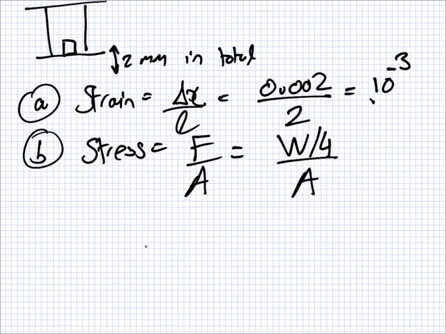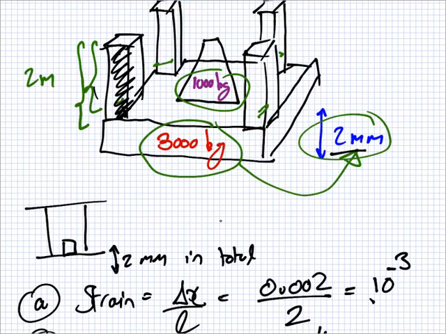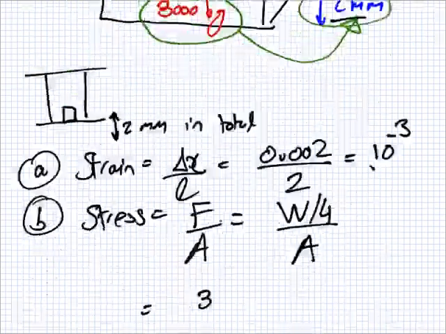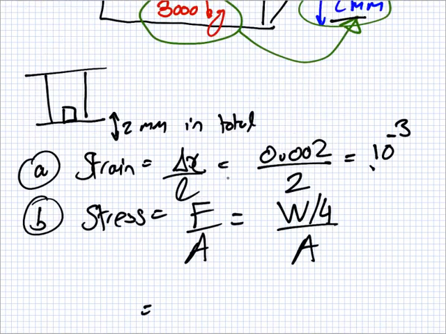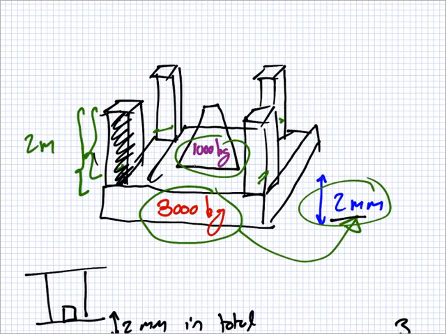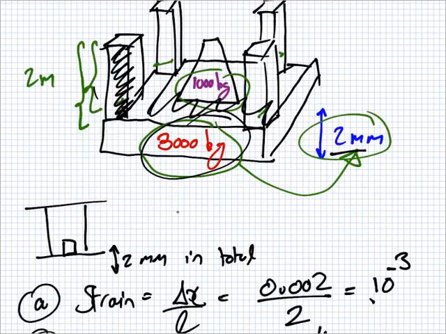Okay, so what is the weight? Is it 3,000? 4,000 G. That's the total weight, including the platform, is 3,000.